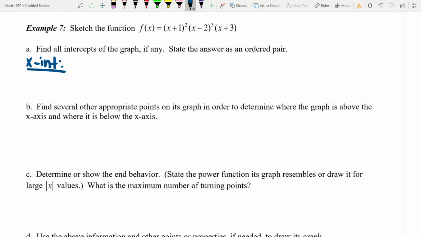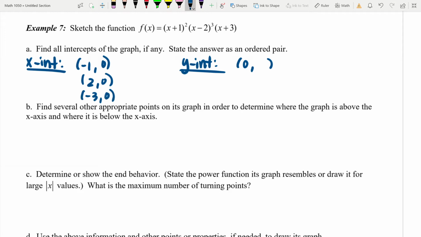Okay, x-intercept, y-intercept. To find the x-intercept, let y be 0. To find the y-intercept, let x be 0. Imagine setting that equation equal to 0. What are your intercepts? -1, 0, 2, 0, and -3, 0. The x plus 1 has an exponent of 2, so that means it's going to bounce. The x minus 2 has an exponent of 3, that means the 2, 0 crosses. The x plus 3 has an exponent of 1, that means that crosses.